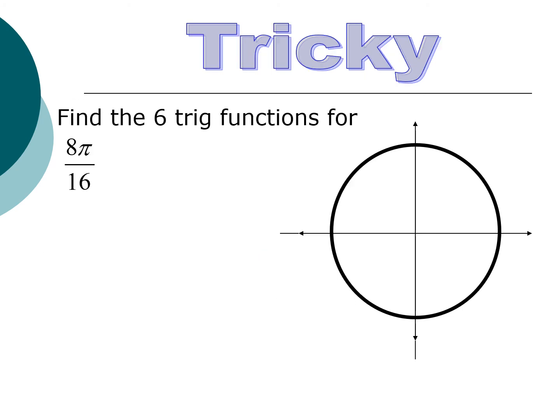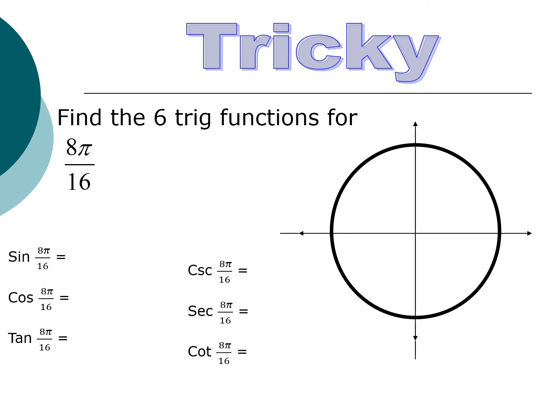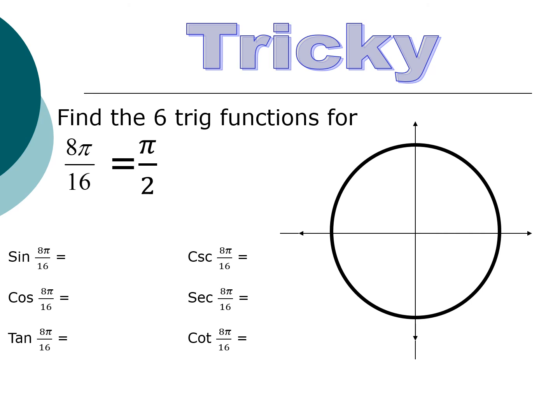Okay, this is our last example for the day. It does say tricky. We have to find the 6 trig functions for 8 pi over 16. Alright, it is tricky because we have to reduce 8 pi over 16 first. That is pi over 2.